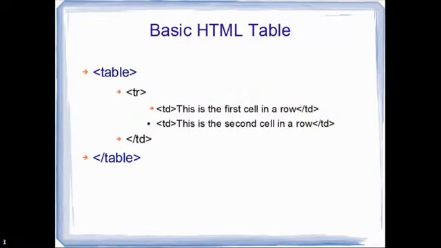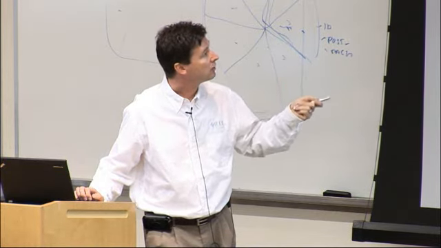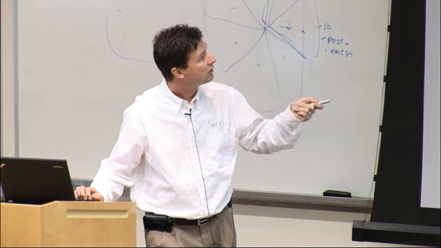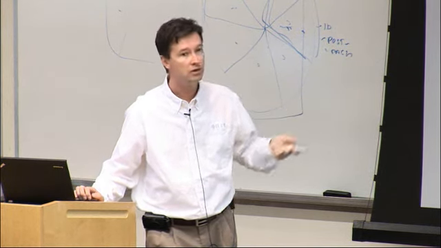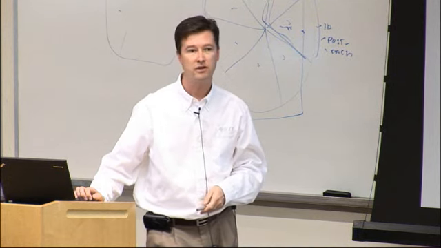If you haven't looked at tables, this is your basic table tags. Then you've got a row. Oops, I missed that. That should be TR. And then TR and TD, so that's 2 cells in a row. So this is just basic HTML. There's not much to it.